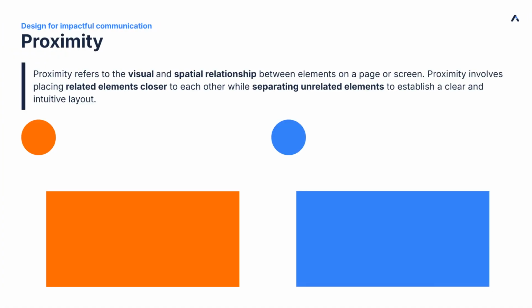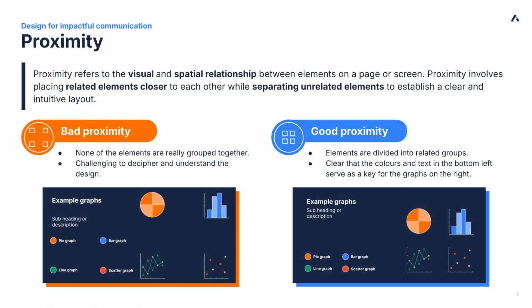Proximity is the visual and spatial relationship between elements. Good proximity places related elements closer and separates unrelated elements for a clear and intuitive layout.